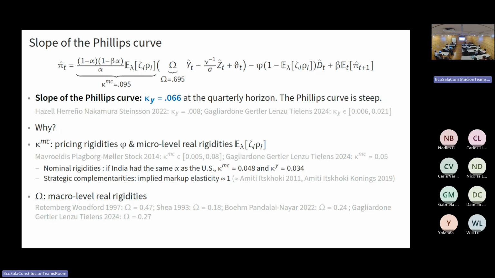It is also larger than what you would get if you were to estimate in the context of a New Keynesian model and you did this IRF matching exercise, which Gutenberg and Woodford introduced, and Gagliardone, Kerler, Dentsu, and Tillens applied to value. They're also substantially lower than average. So I think all in all the evidence suggests that the slope in the Phillips curve in India is way higher because Indian firms have less scalable production technology.